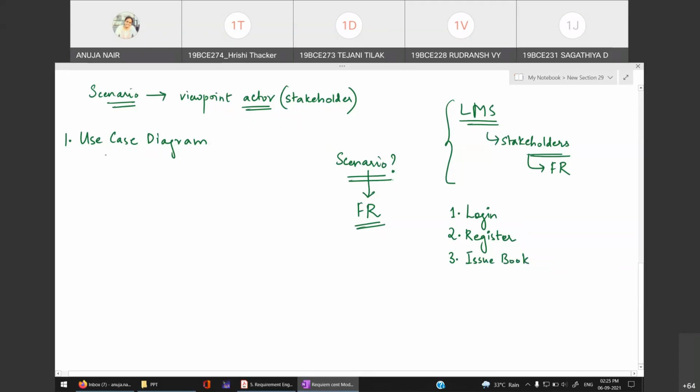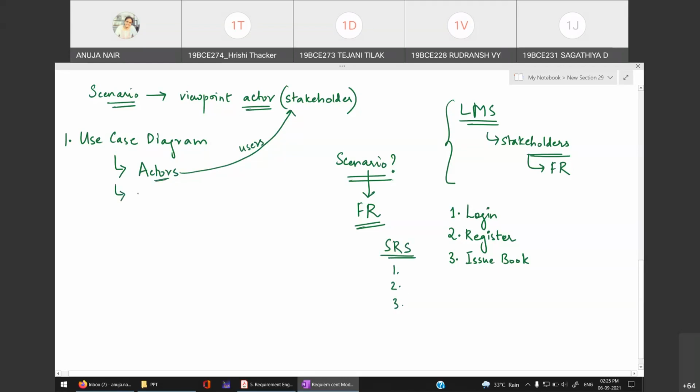Now please understand some of the terminologies that we use in the use case diagram. First are our actors. What are these actors? These actors are nothing but the stakeholders, which are basically the users of the system, right? Whatever users you have listed down in the SRS, all those are basically your actors, right?